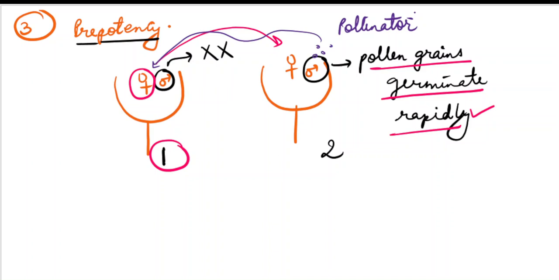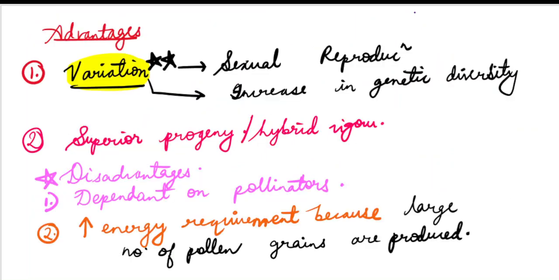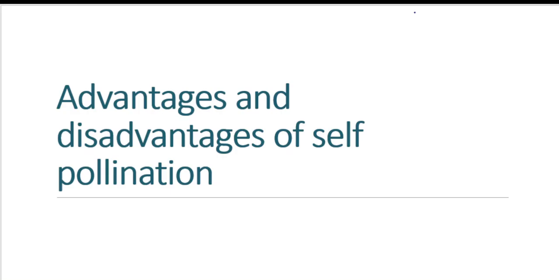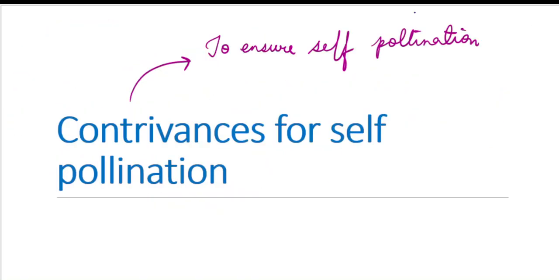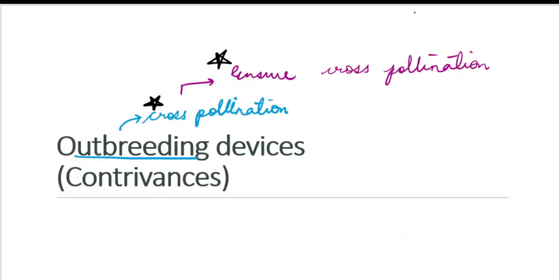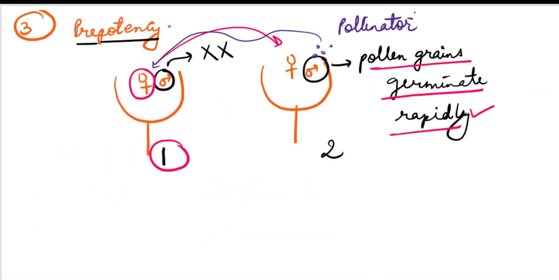Now we have three more points, but I will take them in the next lecture. So till then you keep studying. I hope you found today's lecture useful. This was part 6. We will come soon with another lecture, part 7, and we will study the further three points, and then we will continue with pollen pistil interaction.